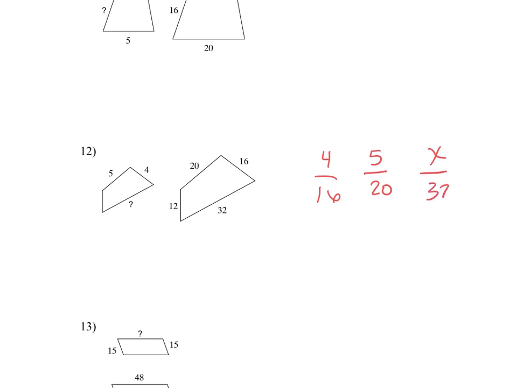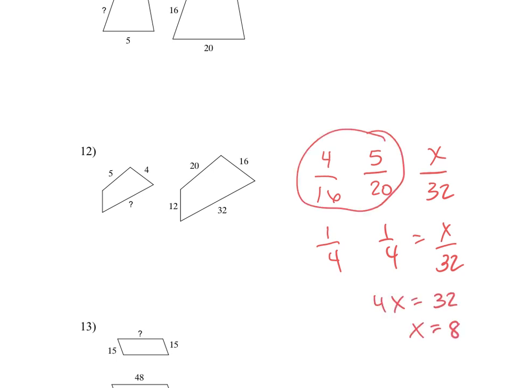32. Now you really don't need all of these fractions. Just make sure you've paired the right things with the right numbers, okay? So I'm going to reduce this. This is 1/4 and this is 1/4. Makes it easier if you reduce your fractions. And now I'm going to cross multiply. 4x equals 32, x equals 8.